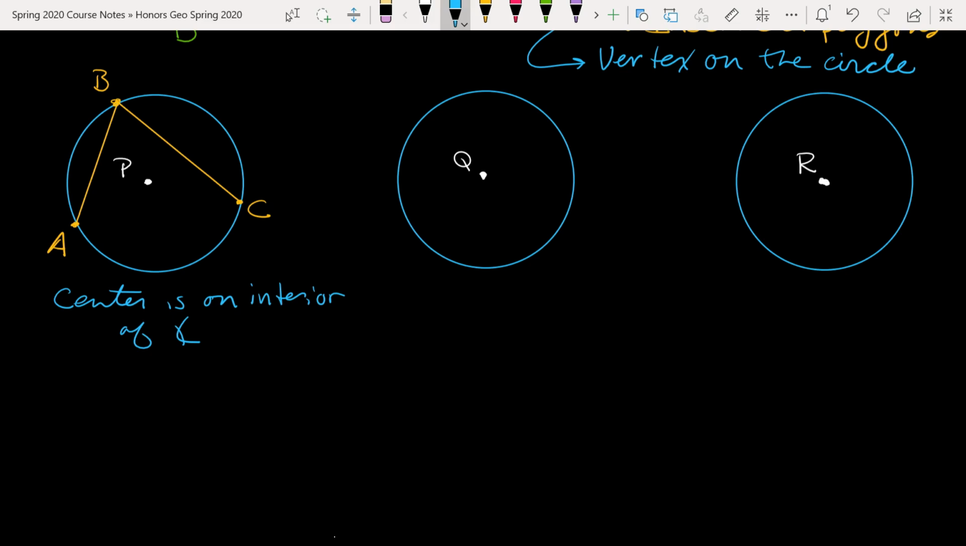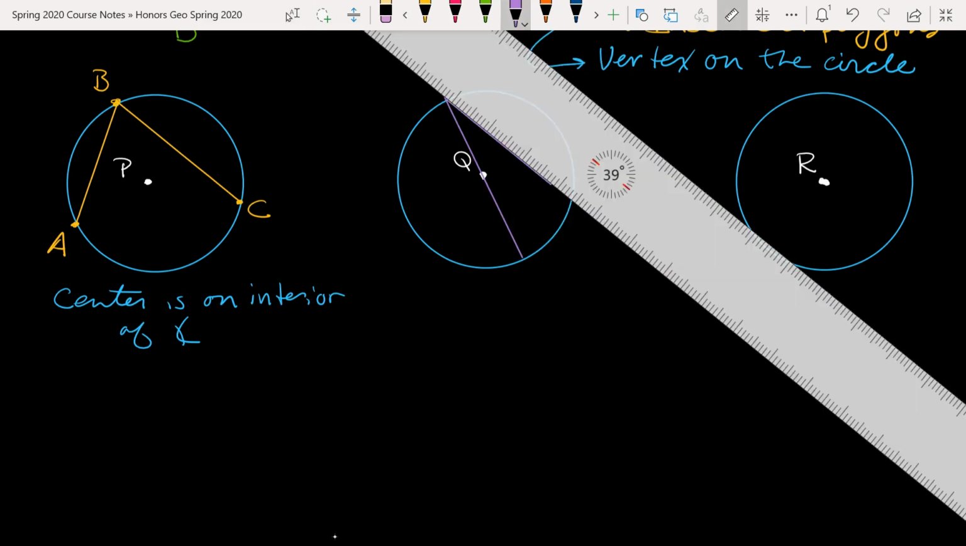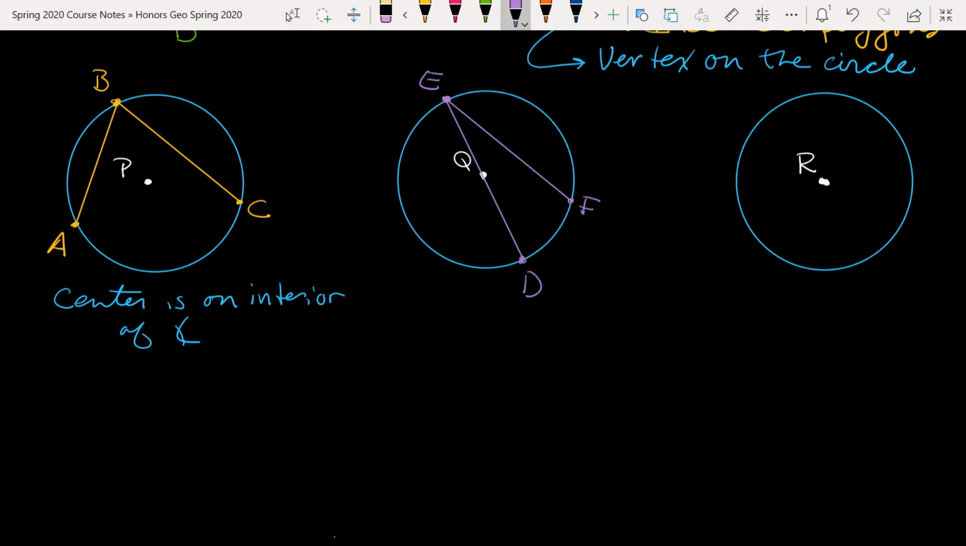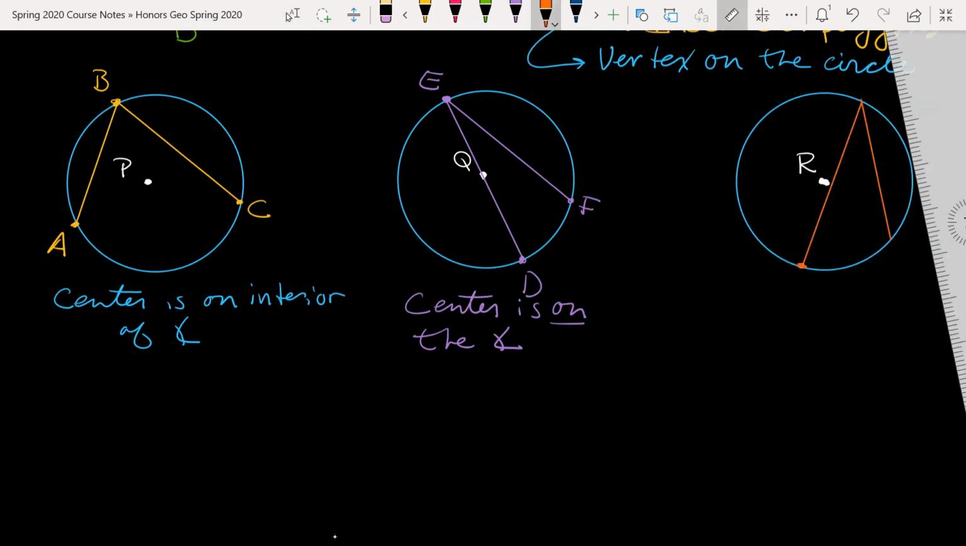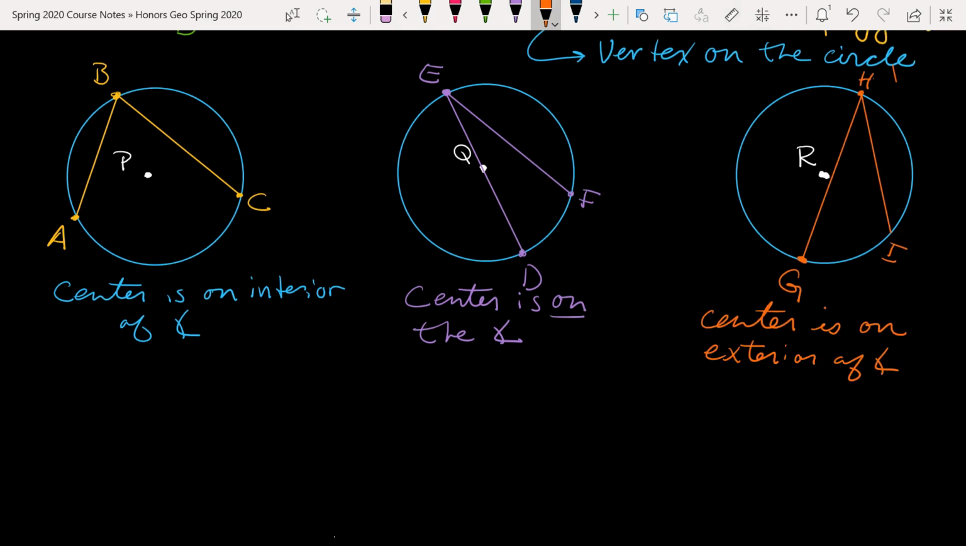Here's another circumstance. Another inscribed angle, but this time the center is actually on the angle. Well, certainly we can think of a third case here as well. This last case, where the center is on the exterior of the angle. I only bring these up because these are incredibly important figures in proving the next theorem.